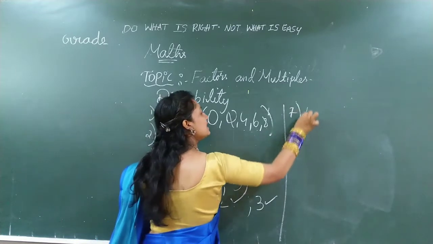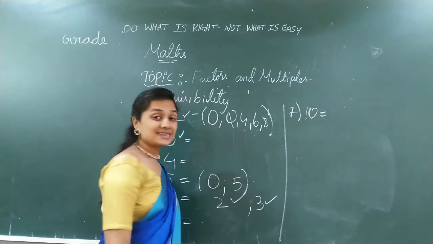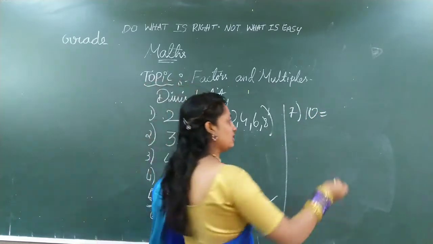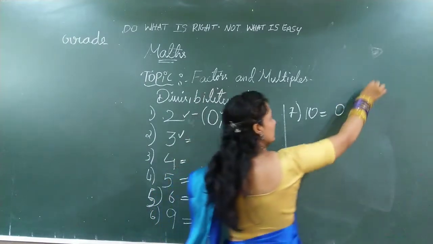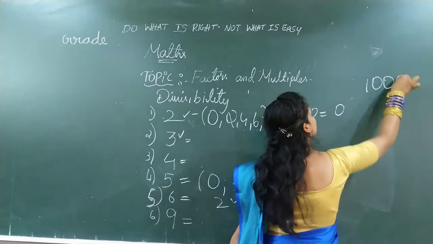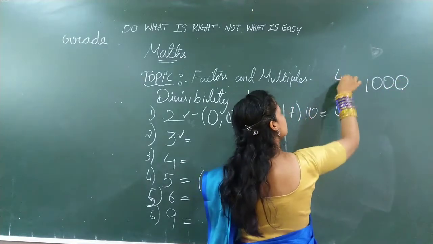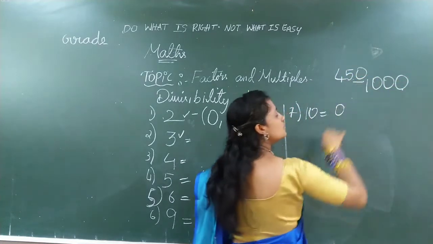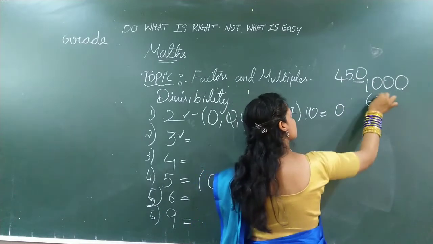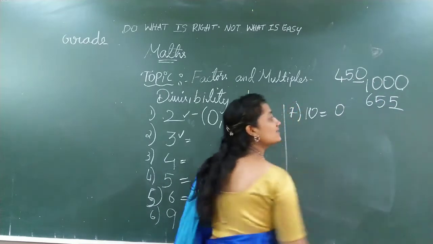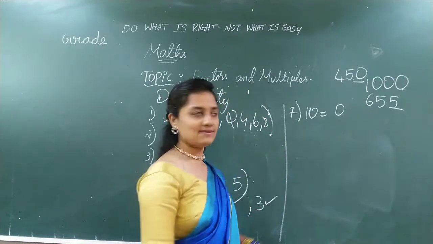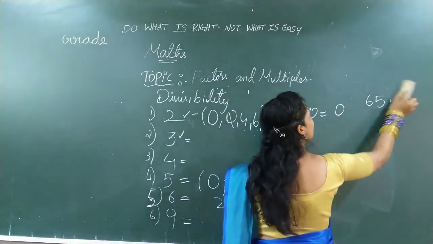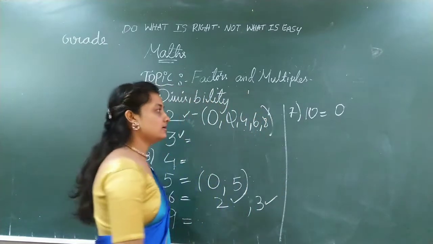is for 10. That is very easy, children. The unit place should have 0, like this. It should have 0 in the unit place. If it has 5 or anything else apart from 0, then it is not divisible. It should have 0 compulsorily.